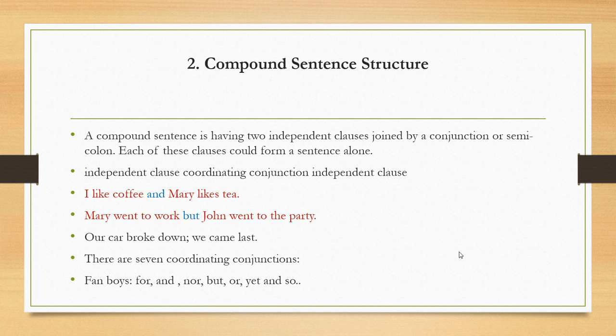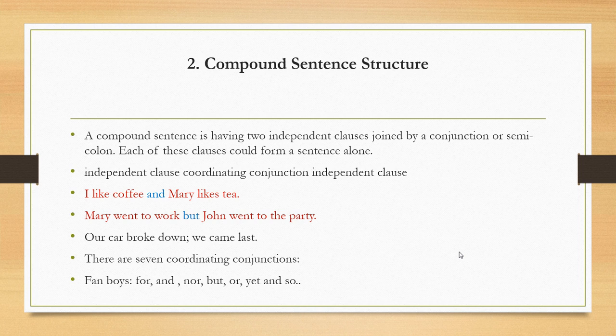The next one, we have the compound sentence. So in this we will be talking about the structure of a compound sentence. Look at the word compound. The word compound shows the combination of two things. Compound means the combination of two things. A compound sentence has two independent clauses joined by a conjunction or a semicolon.